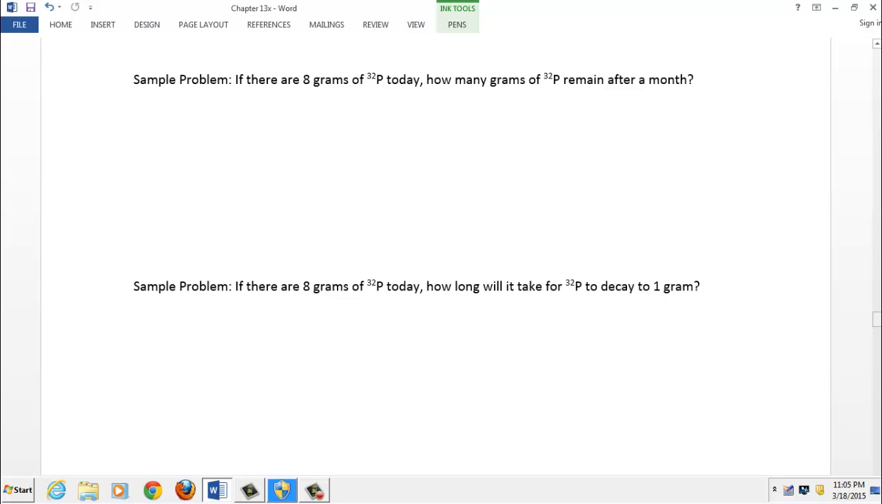There are 2 kinds of half-life questions. Here's an example of each. Sample problem number 1. If there are 8 grams of P32 today, how many grams of P32 will remain after a month? The second type of question is, hey, let's start with the same quantity. 8 grams of P32 today. How long will it take for P32 to decay to 1 gram?